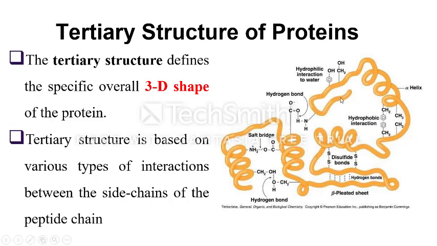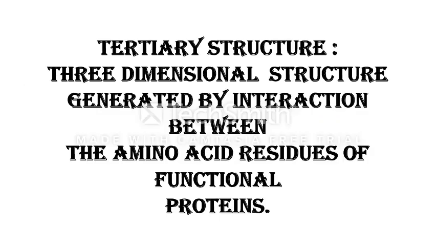So here you can see a number of forms: if this is alpha helix or helical form, it can be beta pleated form. You see, it is a pleated form, and there are hydrogen bonds between the beta plates. There are disulfide bonds, there are salt bridges, there are hydrogen bonds, there are hydrophobic interactions, there are hydrophilic interactions to water. So all these forces together make the tertiary structure of proteins stable. Tertiary structures are three-dimensional structures that are generated by interaction between the amino acid residues of functional proteins.